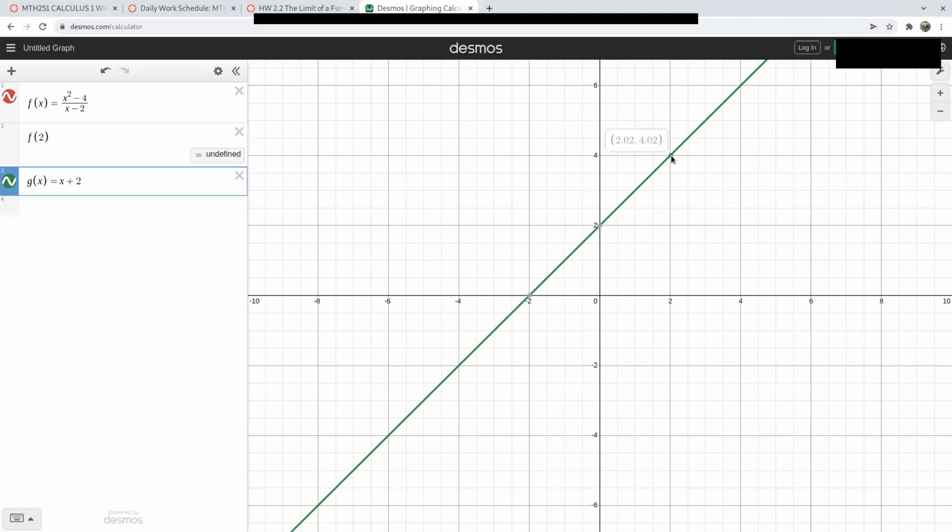Let's see, can I actually get there? Come on, close enough. There we go, 2, 4. The green function exists at 2, 4. The red function does not. It has a hole there. So that's the idea of a limit. So a few things can happen with limits.